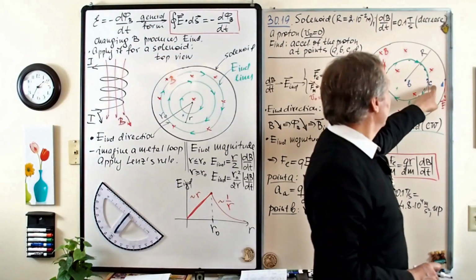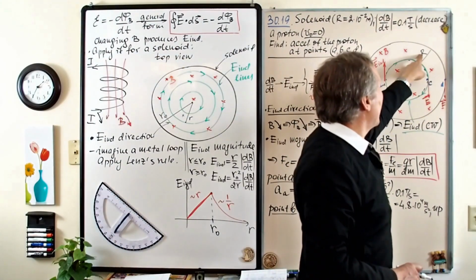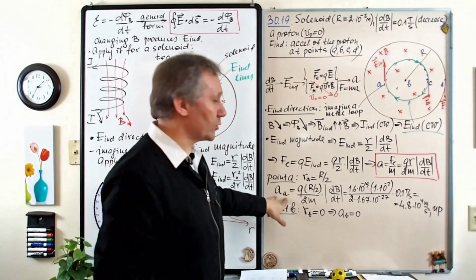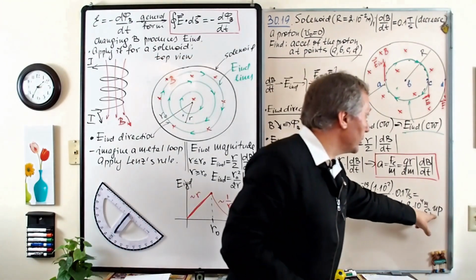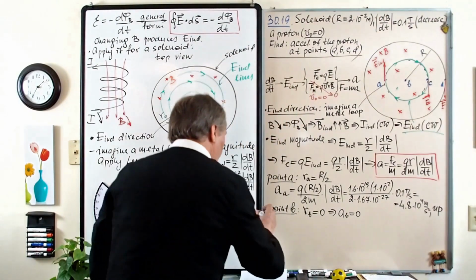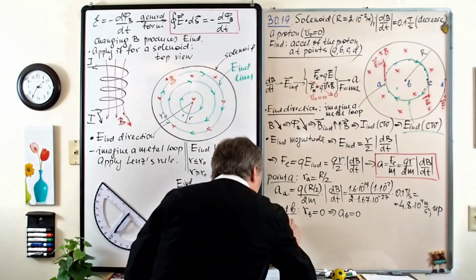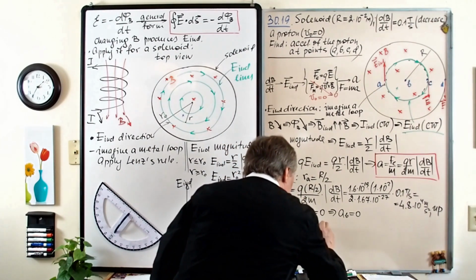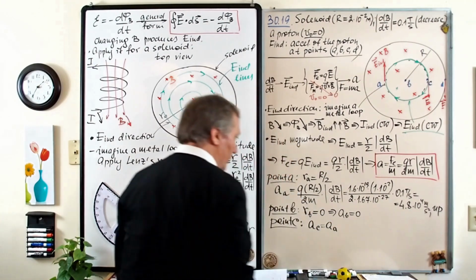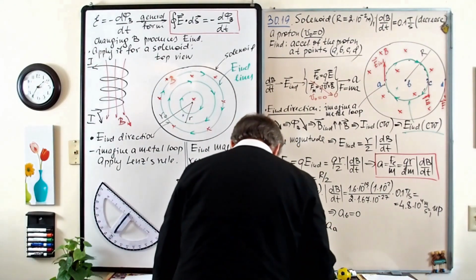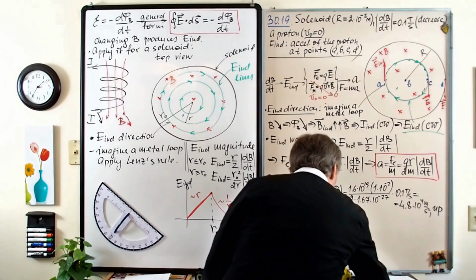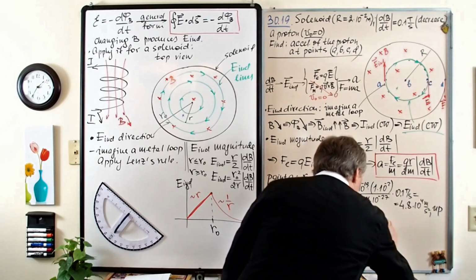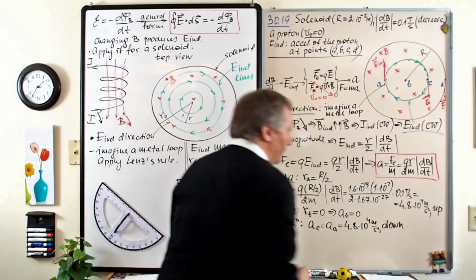Point C. At point C, the radius will be R capital over 2. As a result, acceleration at point C will be equal to acceleration at point A, but the direction will be opposite. Direction will be down. So acceleration at point C is 4.8 times 10 to the power of 4 meters per square second, but the direction is down.